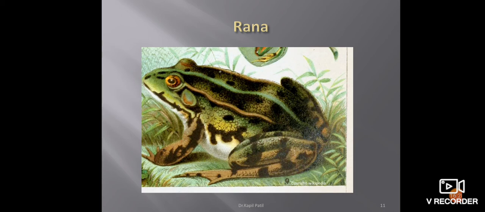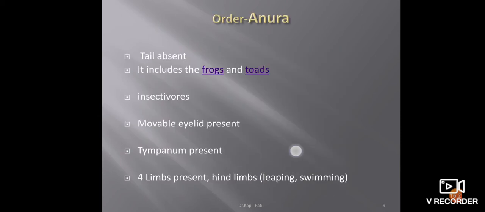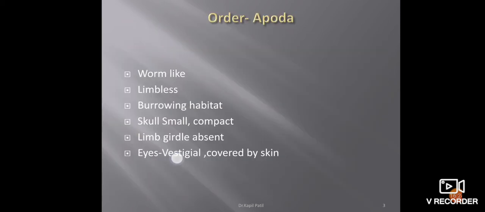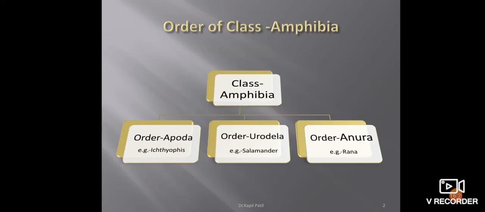In their orders, three orders are there. Order Apoda. The best example is Ichthyophis. Worm-like animals with a reduced tail. They show a burrowing habitat, with eyes covered by a skin layer.